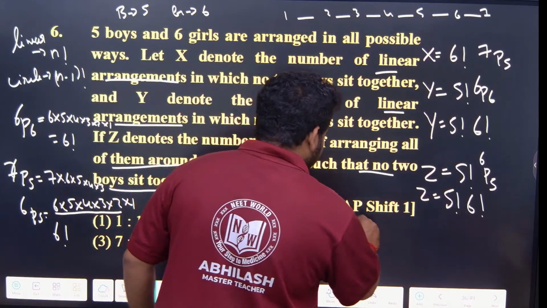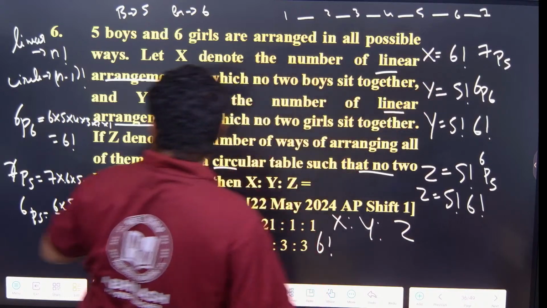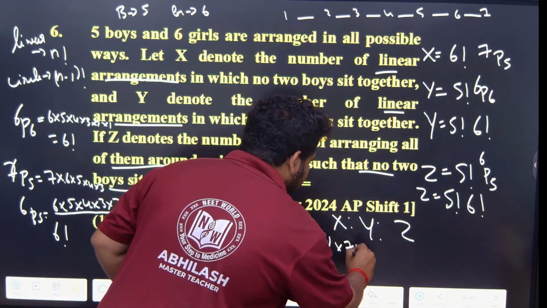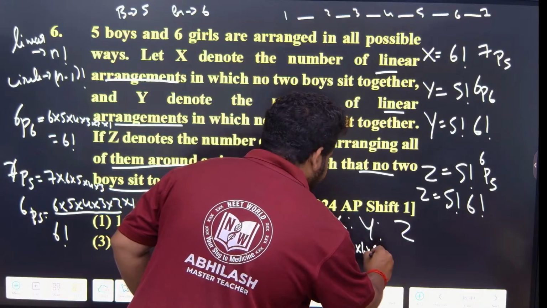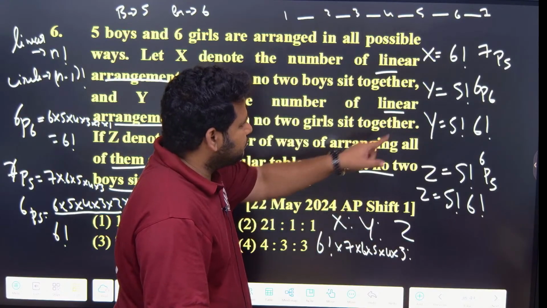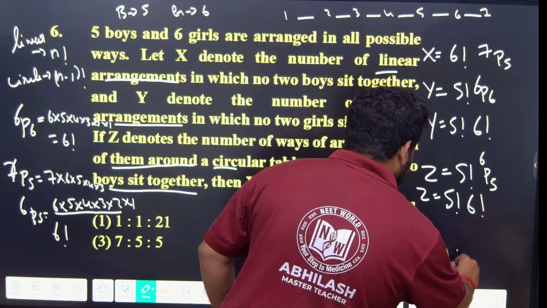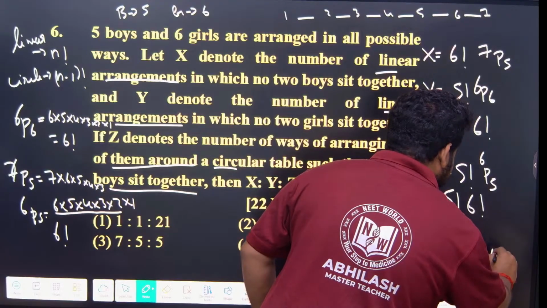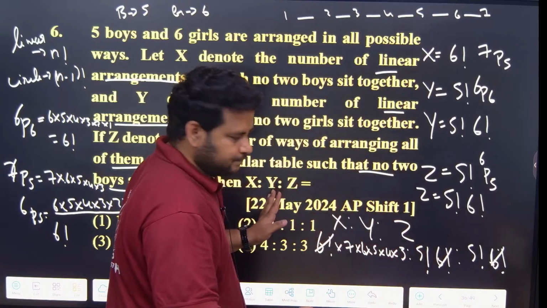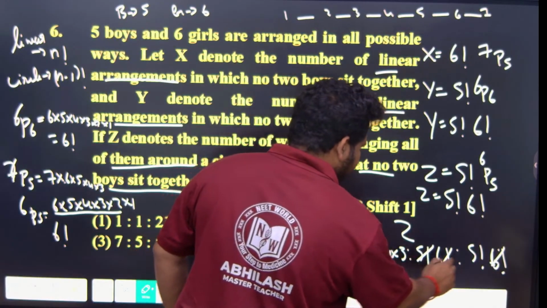So x is to y is to z. X is 6 factorial. But I wrote 7P5. 7P5 is 7 into 6 into 5 into 4 into 3. Y is 5 factorial into 6P6, and this is 6 factorial. Z is 5 factorial into 6 factorial. So here 6 factorial, here 6 factorial, here 6 factorial, I can cancel. What else can I cancel? 5 factorial, 5 factorial?